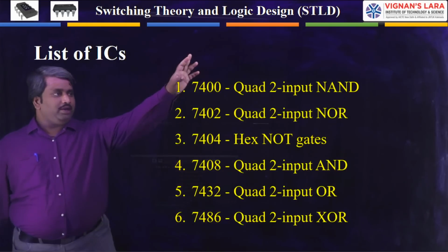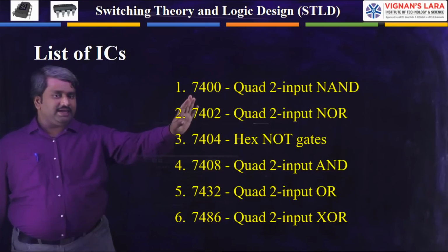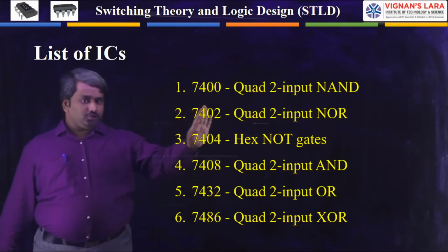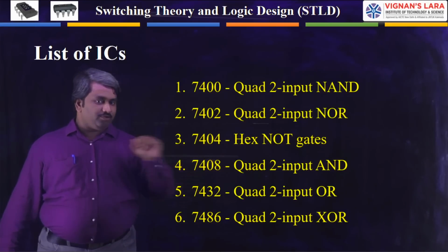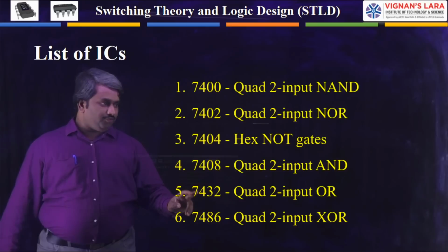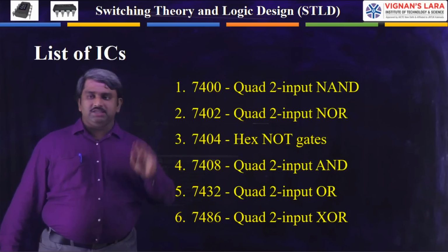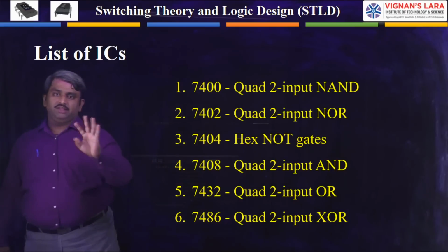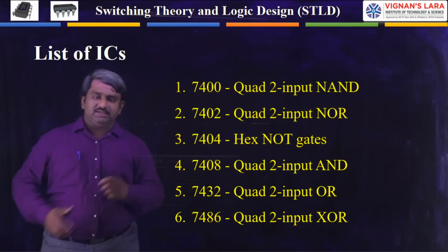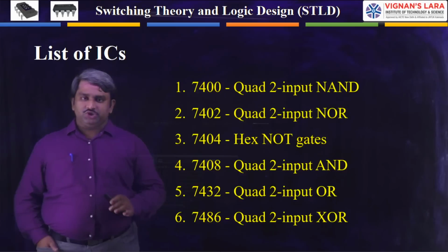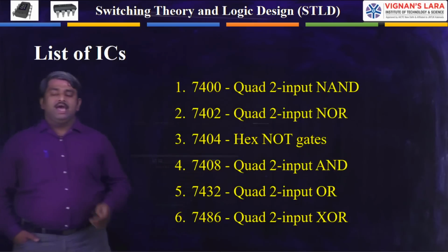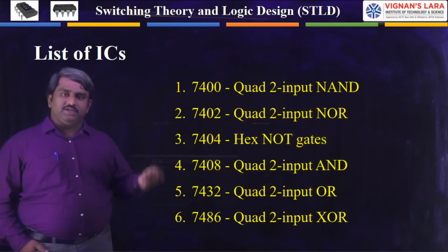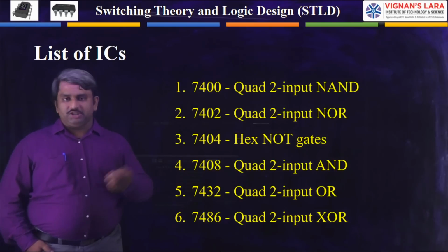So these are the ICs we have in our subject. The first one IC7400, the second one IC7402, the third one IC7404, the fourth one 7408, the fifth one 7432, and the sixth one IC7486. These are the 6 different types of ICs we are going to see in this first unit. Coming to the next unit, we also have some IC configurations. At the end of those units, we will discuss those data sheets' behavior.